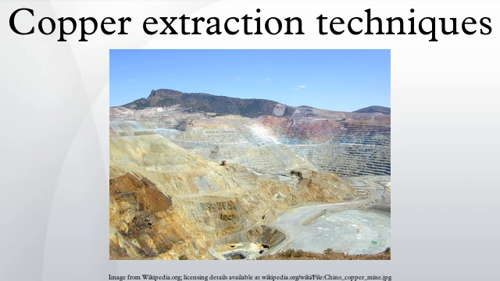Therefore, further stages of processing are required. The following subsections briefly describe some of the processes used in matte smelting. Reverberatory furnace smelting. Reverberatory furnaces are long furnaces that can treat wet, dry or roasted concentrate.